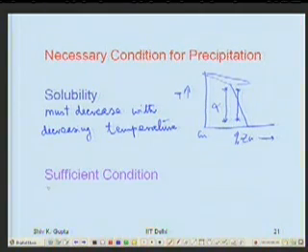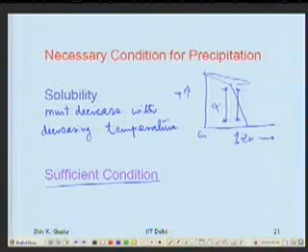The sufficient condition I shall leave out today, after I have explained what causes the aging process, precipitation, giving rise to increase in strength. Then we shall try to understand what the sufficient condition is. But today, only the necessary condition: that solubility must decrease with decreasing temperature.